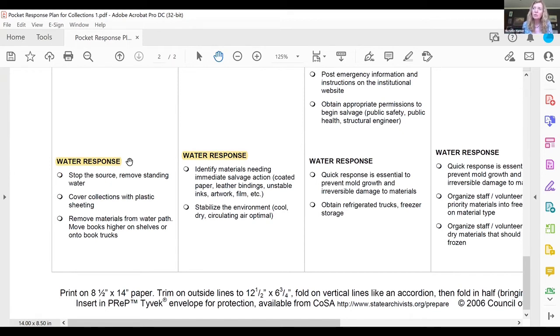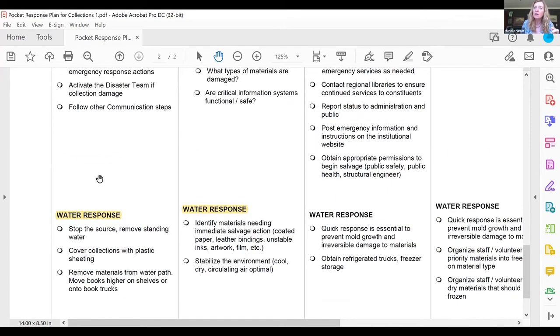And you might have some other kind of risk, something that's a high priority, but pick at least 2. So you can do your water response and also your fire response. So what would you do if there was a flood? Stop the source, remove standing water. These are your immediate response.